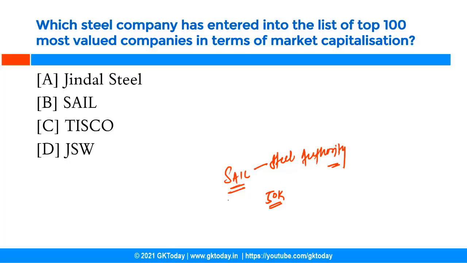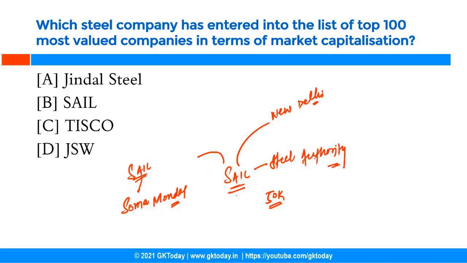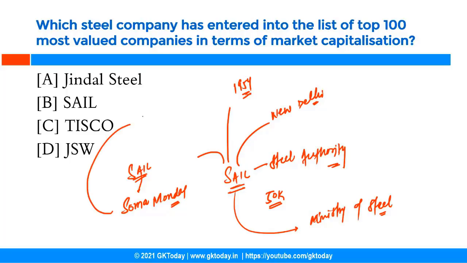Now please note that the current chairperson of SAIL is Ms. Soma Mondal. The headquarters of SAIL is in New Delhi. SAIL is under the administrative control of Ministry of Steel and it was founded in 1954. Recently, Ms. Mondal was also in news as she has been appointed as the new chairperson of SCOPE. What is SCOPE? It is Standing Conference of Public Enterprises. So she has been appointed as the chairperson of SCOPE for the period of 2 years.